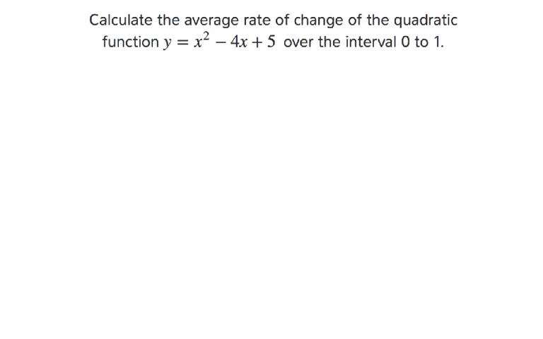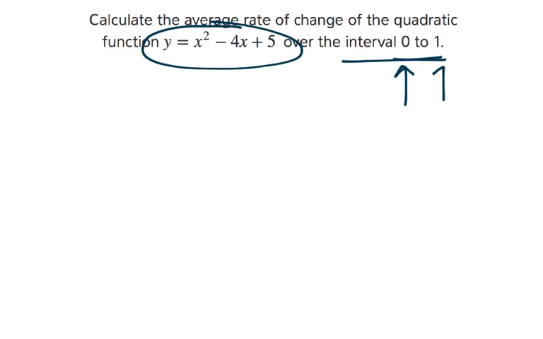Calculate the average rate of change of the quadratic function y equals x squared minus 4x plus 5 over the interval 0 to 1. Okay, so what does it mean, calculate the average rate of change over this interval? Well, it means you calculate the x and the y values at 0 and 1, the lower bound and the upper bound, and then you find the rate of change by dividing those two.